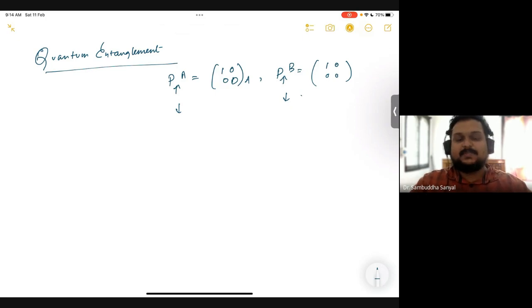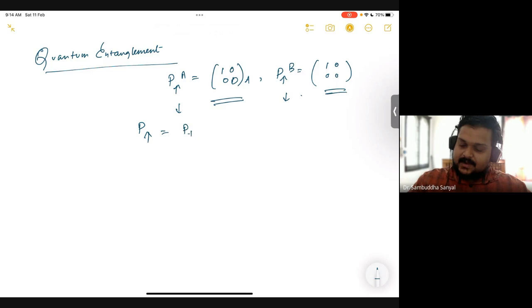But they have an important difference: this one cannot act on the B particle and this one cannot act on the A particle. They are projection operators for them. So if I want to write the full projection operator, it has to be written in this way. This object can act on the composite state of the two particles.